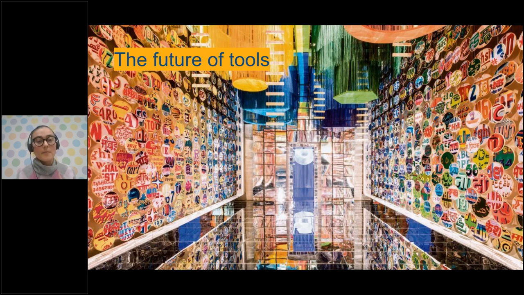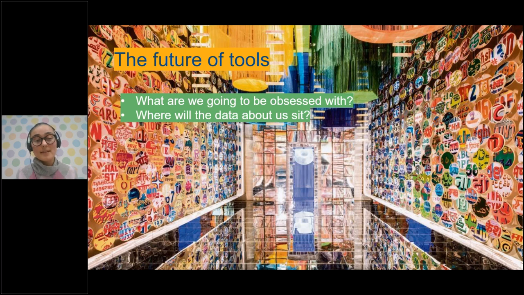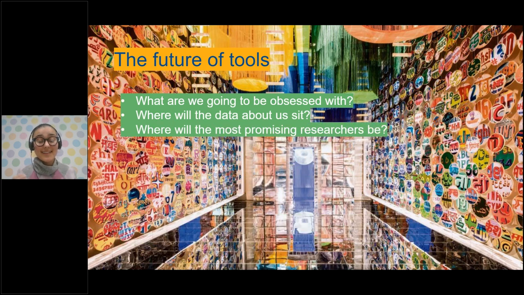So first is what are we going to be obsessed with? Because in my mind, that's what social science researchers want to study. So society and what people are doing. And second is, where will this data sit? And third is, exactly where will the most promising social science researchers be, so the influential figures? And there are a range of possibilities.